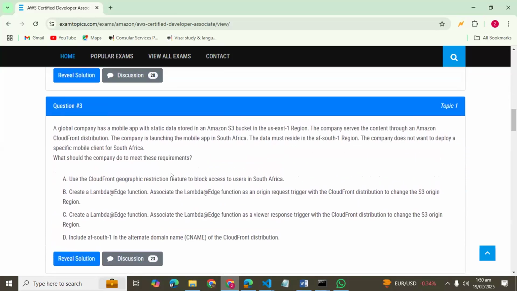If we go to question number three, how many services are included in it? The first service is the Amazon S3 bucket. The second one is the Amazon CloudFront distribution. Then the CloudFront is the same. And the fourth one is Lambda@Edge, right? And here is Lambda@Edge again. So here you can see that in this MCQ we need to discuss four services, right?